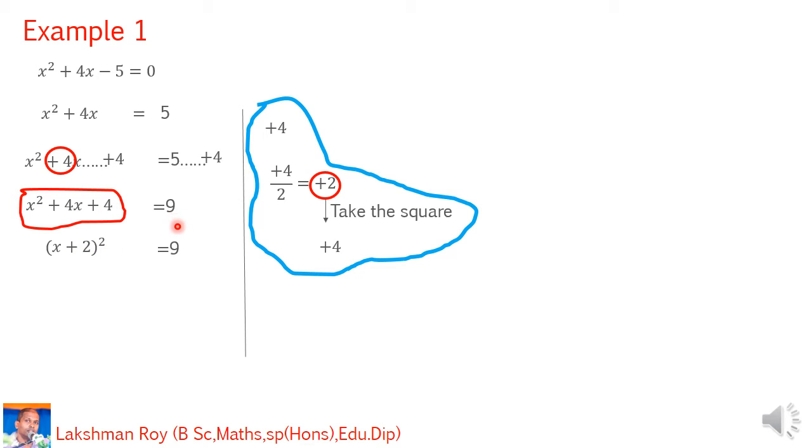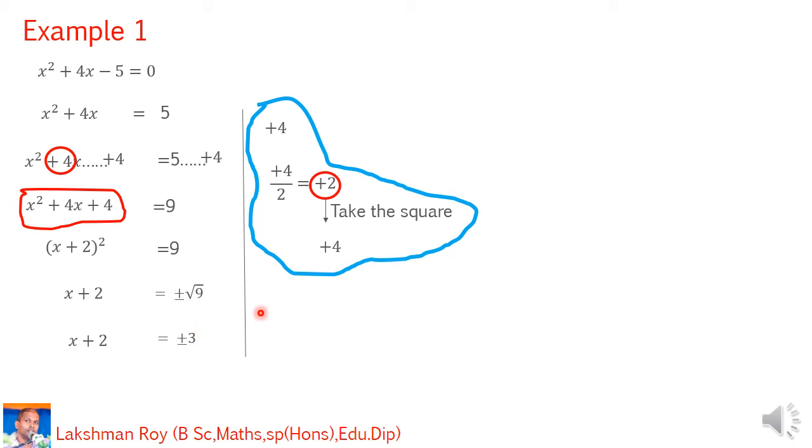The right side is 9. Now the next step, students, is to take the square root of both sides. What happens to the square? If you take the square root of this side, x plus 2 squared, the square vanishes and we get x plus 2. The right hand side is the square root of 9, but it can be positive or negative, since the square root of a number has a positive and a negative value. We can write x plus 2 equals plus or minus the square root of 9, which is 3.